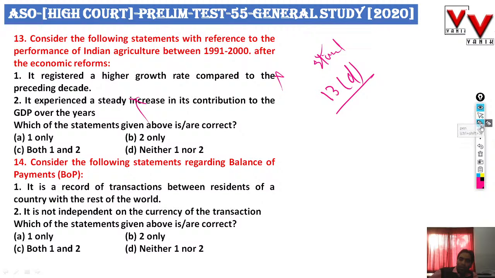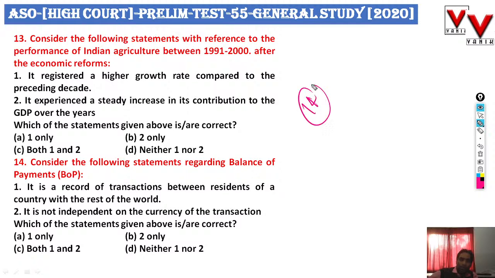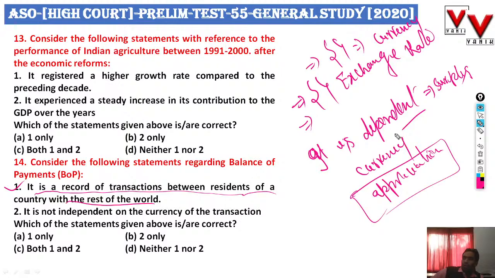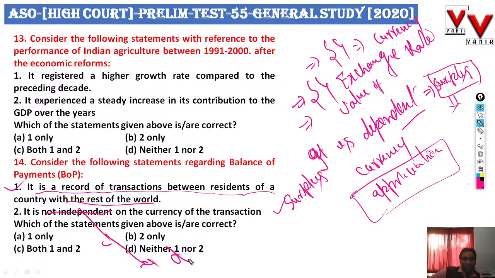Now we are going to proceed further and discuss the next question, the 14th one. Consider the following. When trade relations are considered, the balance is going to be affected, because it is either going to be in surplus or deficit, and that depends upon the value of the exchange rate. So the second is also correct. This statement is dependent, not independent. So both are correct, so the 14th right answer is C.